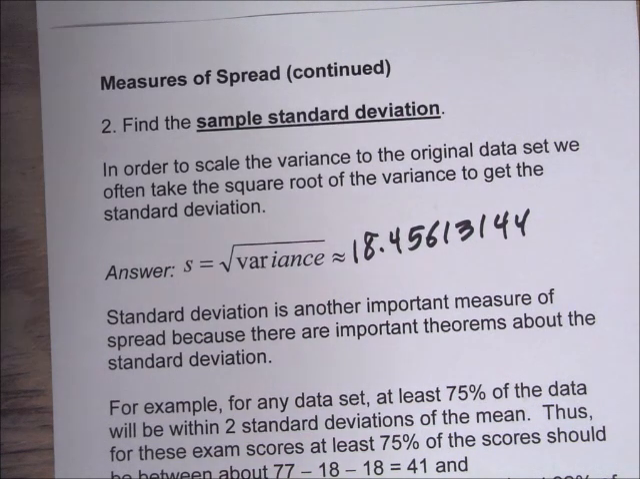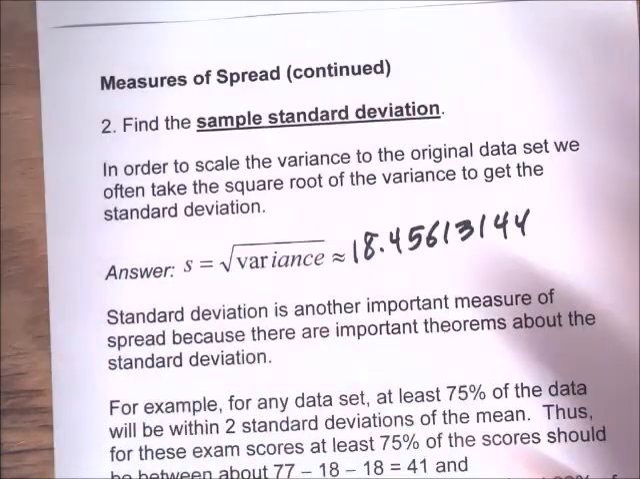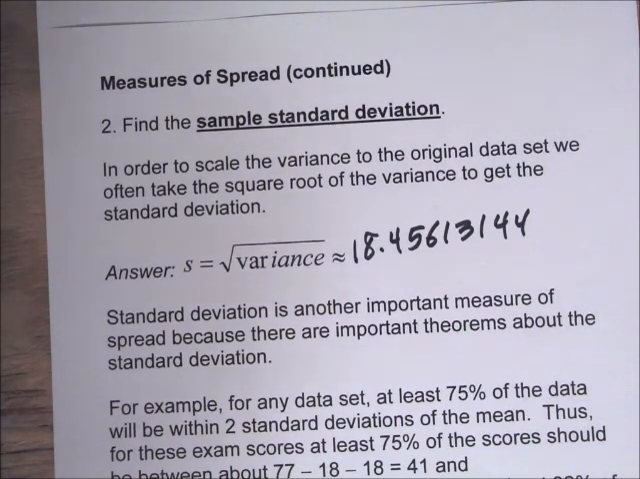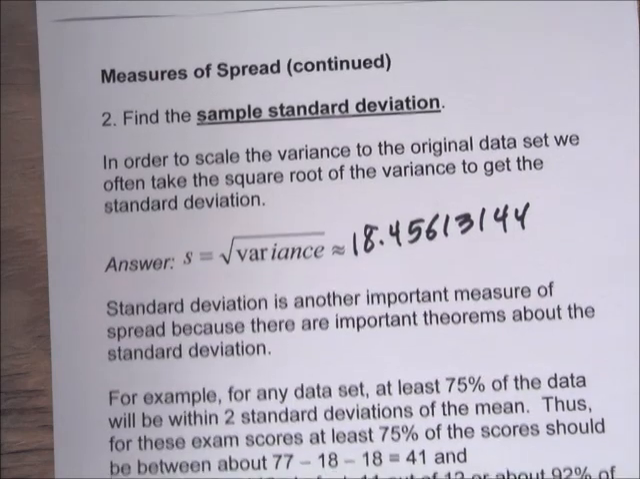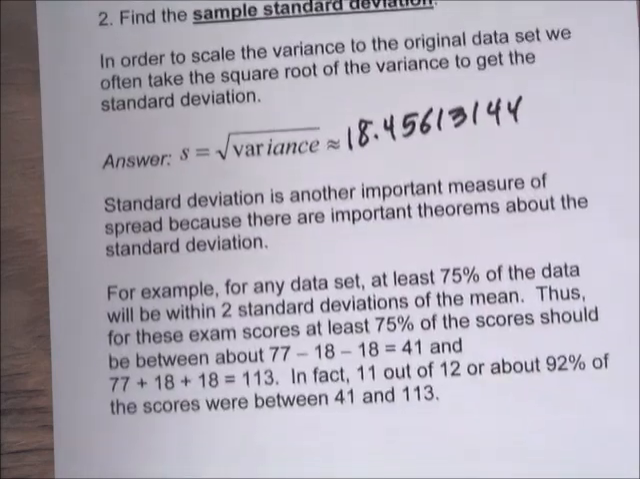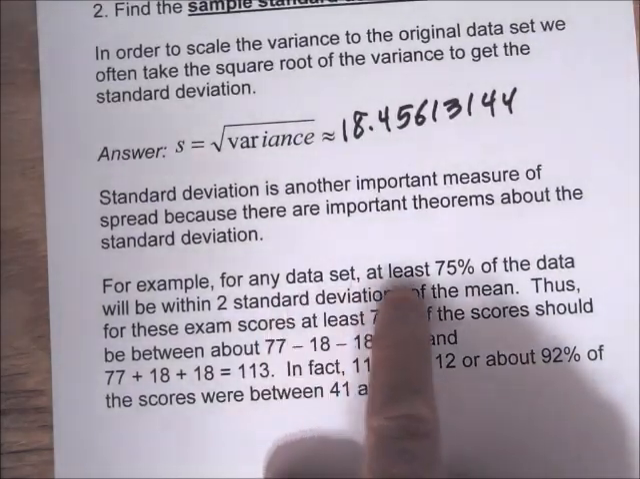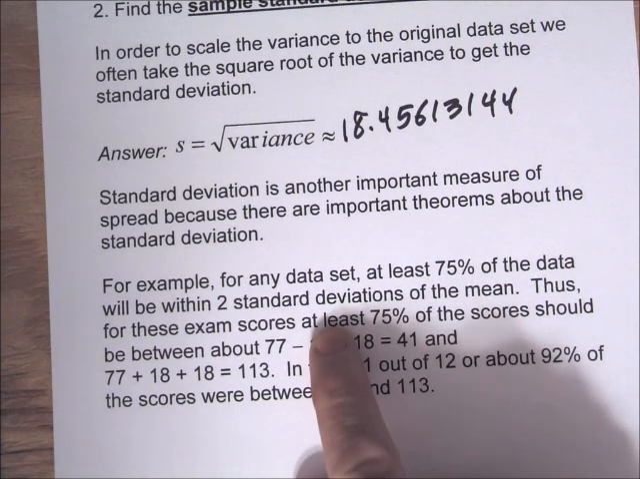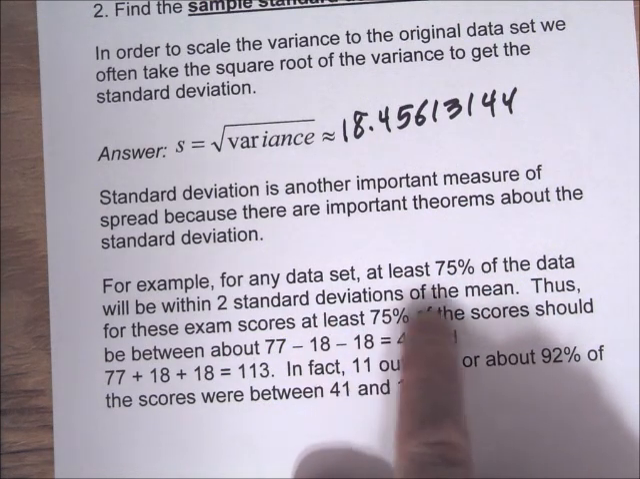So there's a lot of important theorems about the standard deviation, so that's also important. It's actually related to the variance in the sense that if the variance is big, the standard deviation will be big, and if the variance is small, the standard deviation will be small. One of the useful theorems for any data set: at least 75% of the data is within 2 standard deviations of the mean.